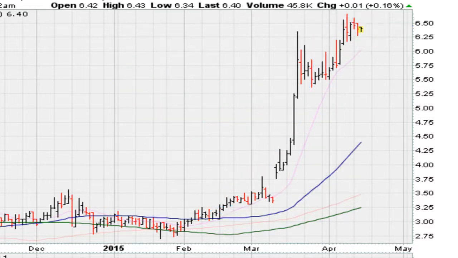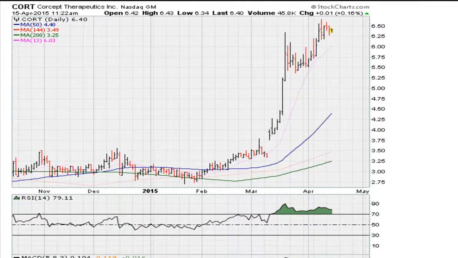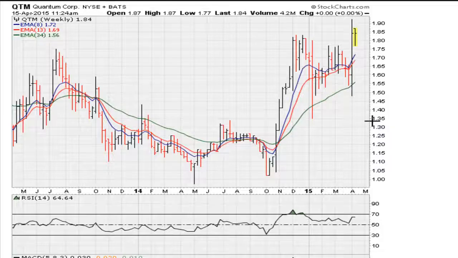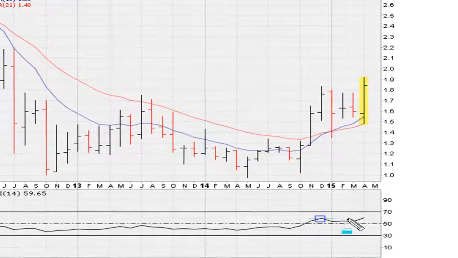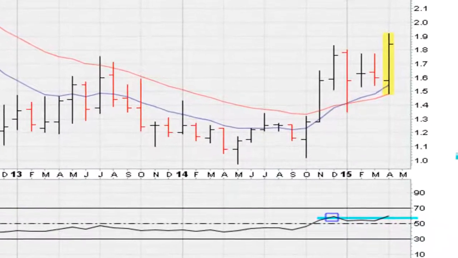The other stock I wanted to discuss is QTM, and it gives us an interesting look into stocks and how we can use this. First, this is the weekly chart. Let's go to the monthly. And on the monthly, we are looking at a stock here that is just now about to move to fresh 3-year highs on the monthly.